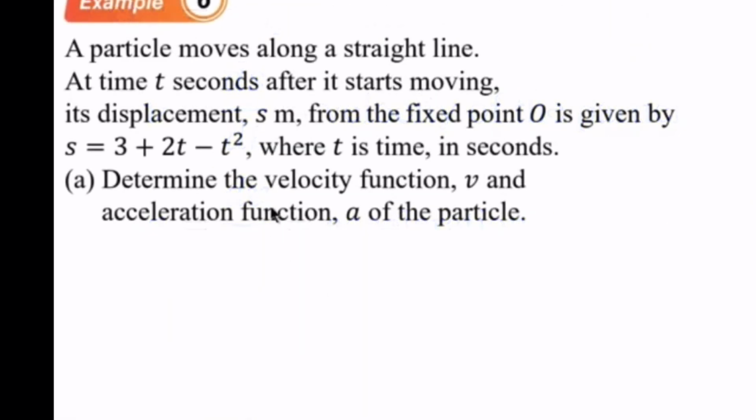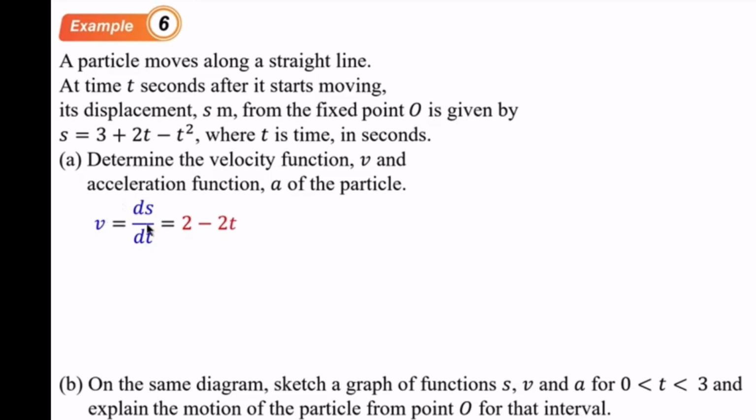Now let's discuss example 6. A particle moves along a straight line. At time t seconds after it starts moving, its displacement s is given by 3 plus 2t minus t squared, where t is the time in seconds. Determine the velocity function and acceleration function of the particle.